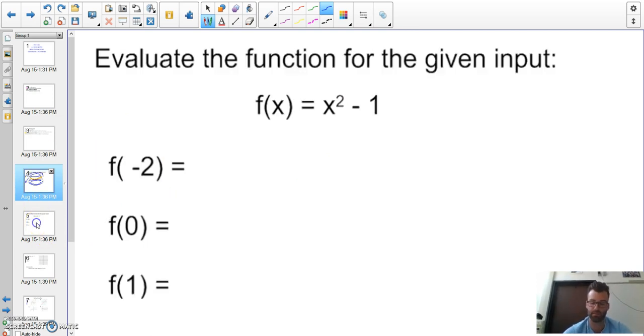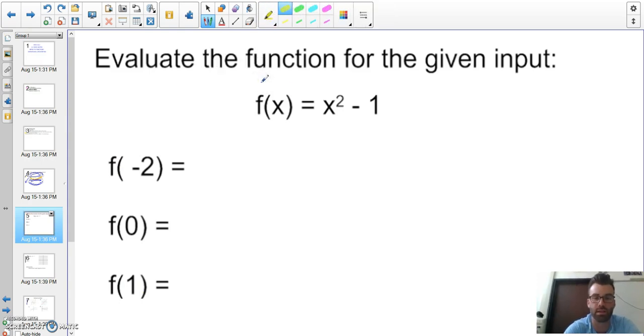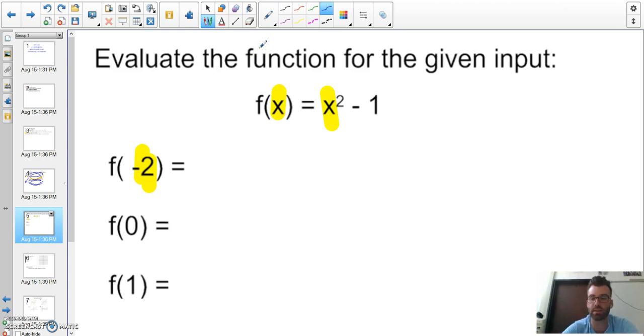Let's evaluate the function given the input. I'm given this function, f of x equals x squared minus 1. I want to find f of negative 2, f of 0 and f of 1. Well, f of negative 2 is simply, instead of x here, I have negative 2. So all I'm going to do is substitute that negative 2 in for my x value. Wherever I see an x, I write negative 2. So it becomes negative 2 squared minus 1.